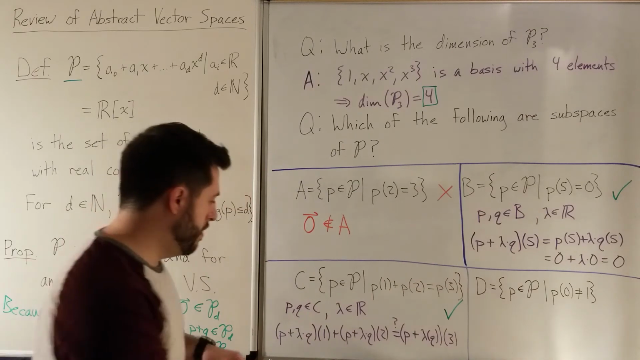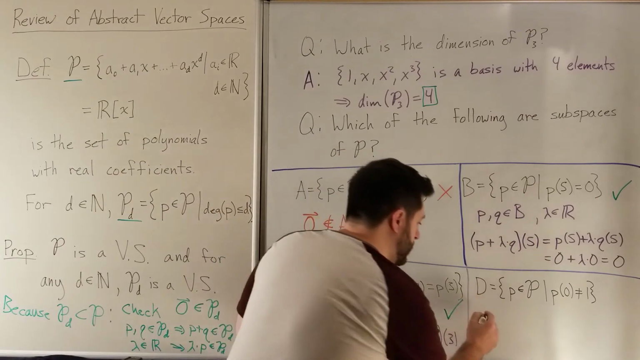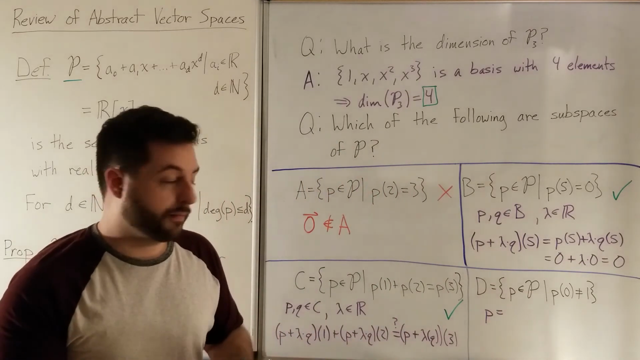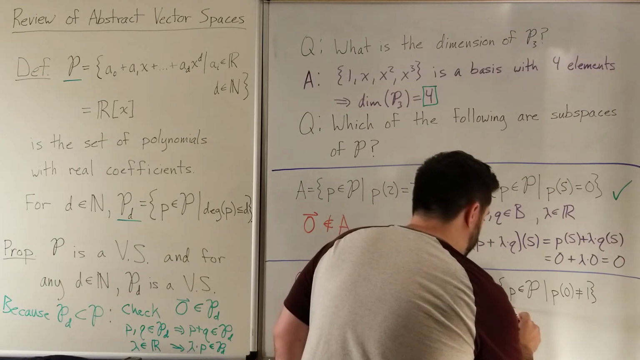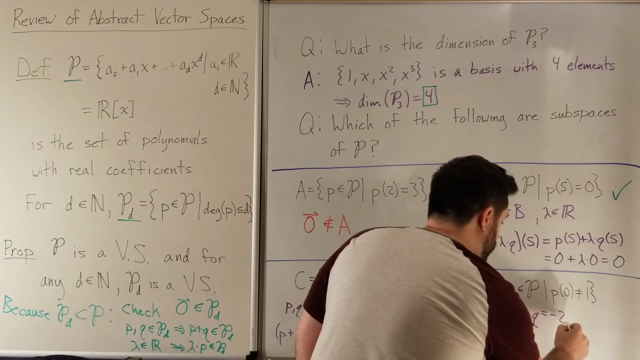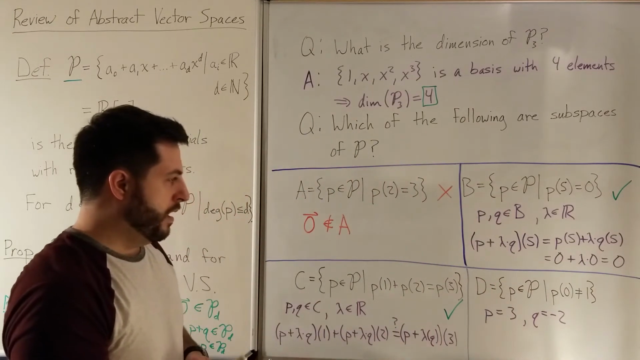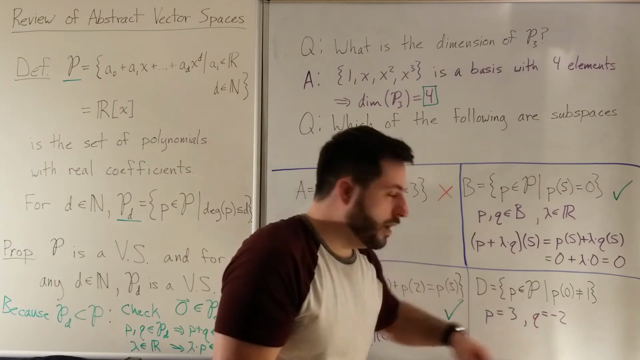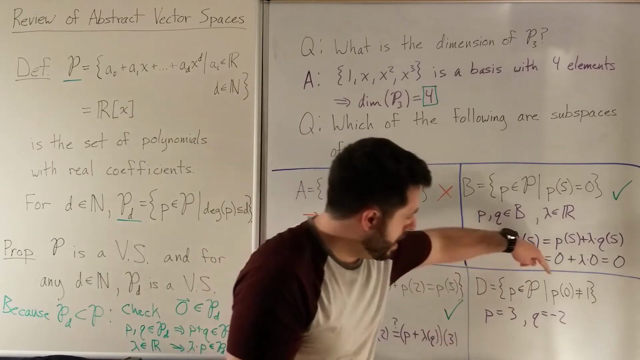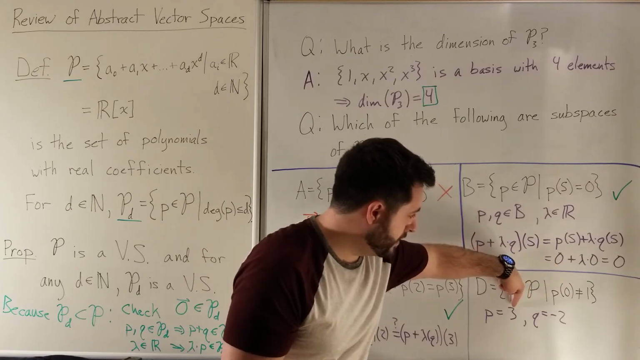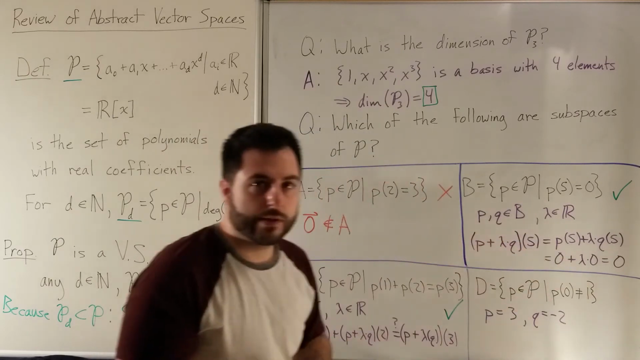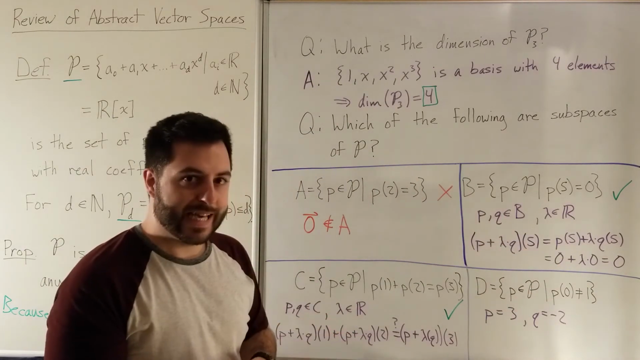Okay, and my example is just going to be really basic polynomials, constant polynomials, and I'm going to let p equal 3 and q equal -2. So these two constant polynomials both satisfy this condition. If you plug 0 into them, well, this first one's going to give you 3, and the second one's going to give you -2. Neither one of those things are equal to 1. Therefore, these are both elements of D.